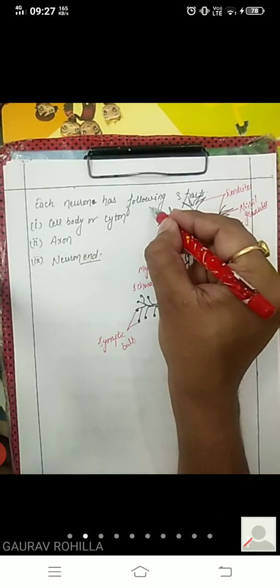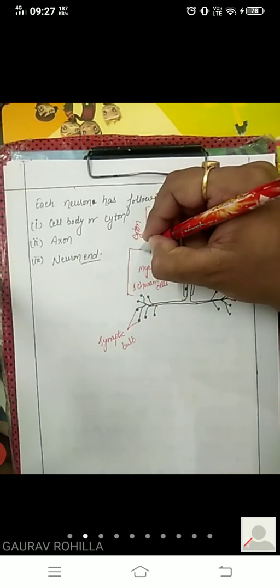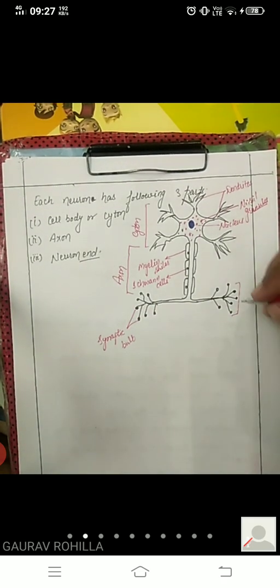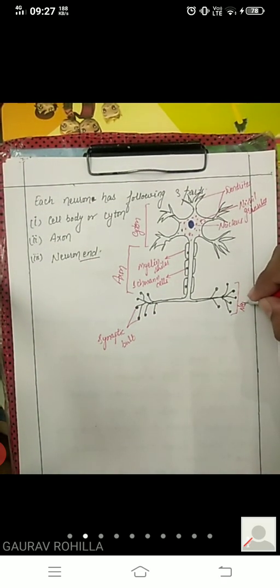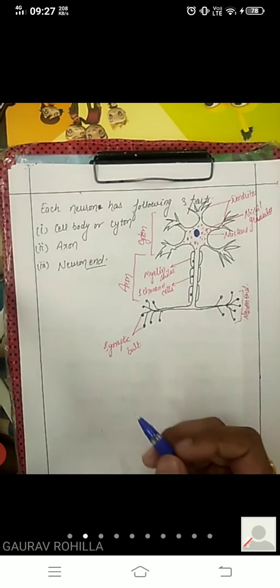This portion is called cell body or cytone. This one is axon, and this portion is called nerve end or neuron end. So we just distinguish them.